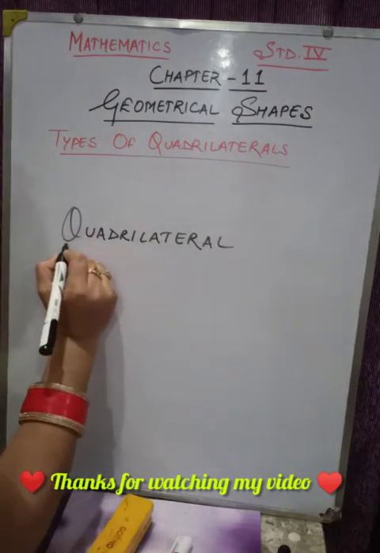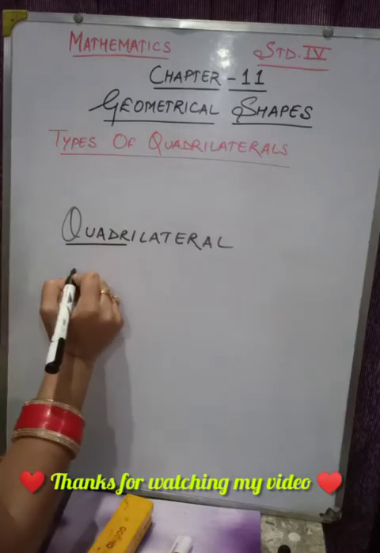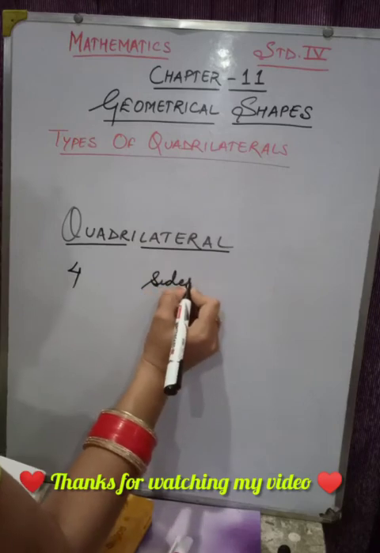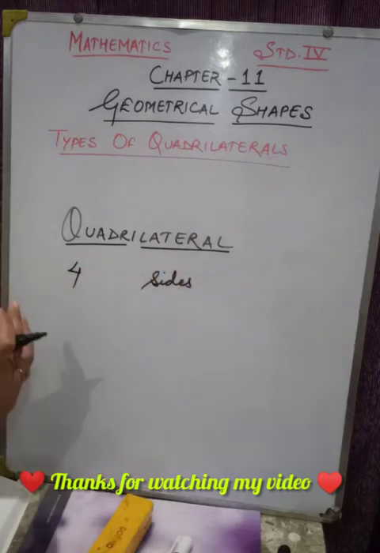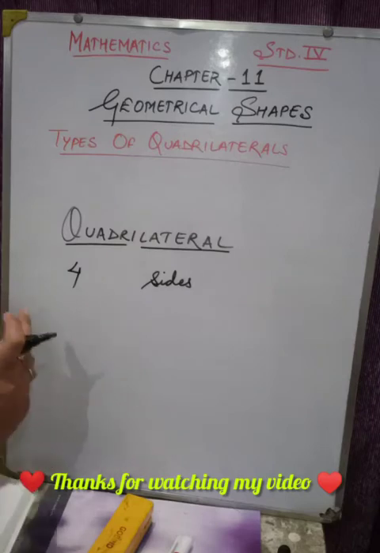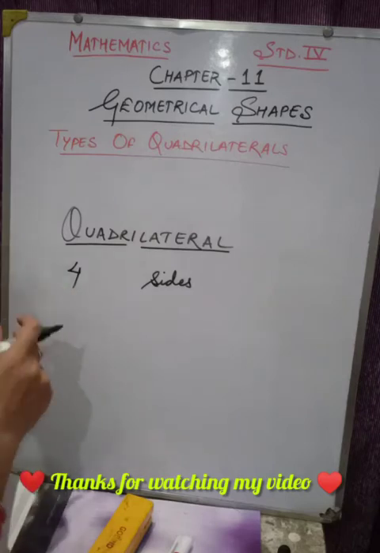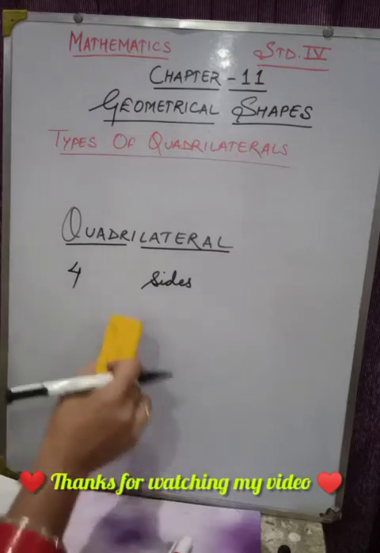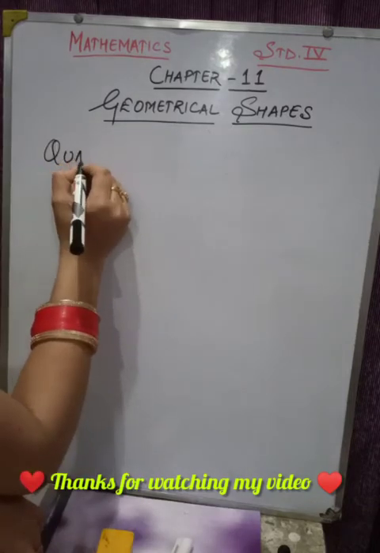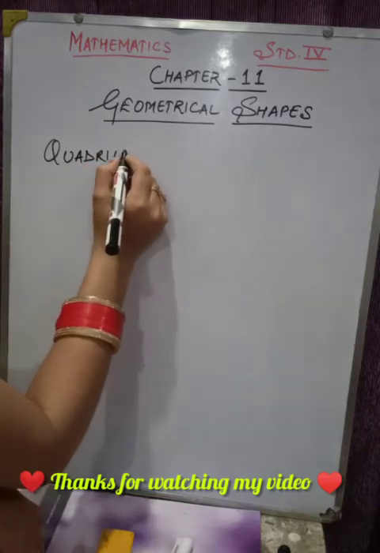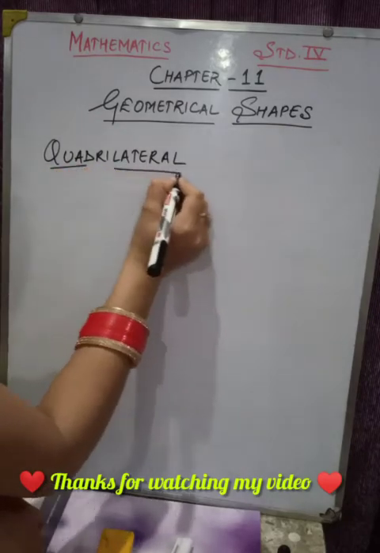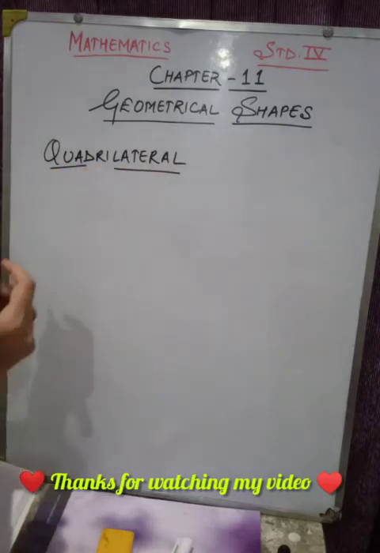First is quad. Quad means four. Lateral means sides. Understood? It is formed from the two words quad plus lateral. Quad means four and lateral means sides. Four-sided figure is known as quadrilateral, but it should be closed also. So quadrilateral is a four-sided closed figure.